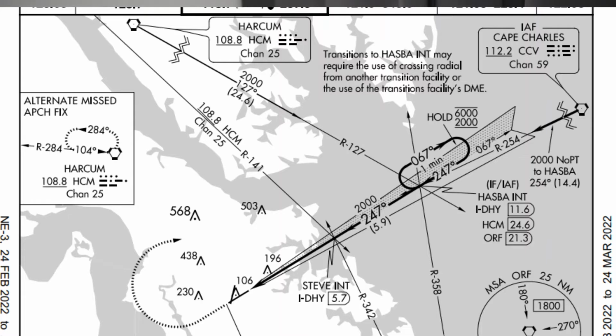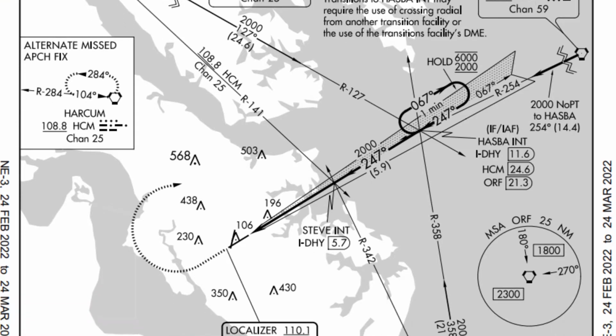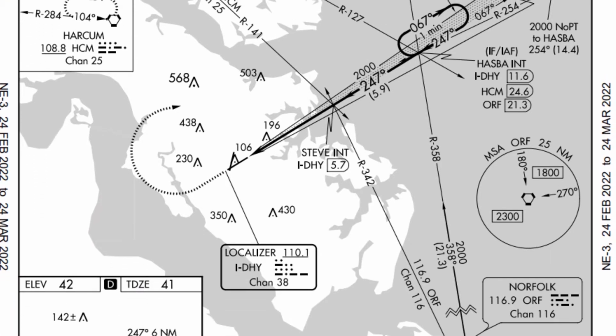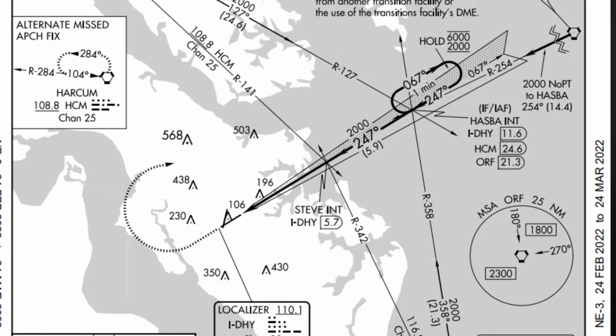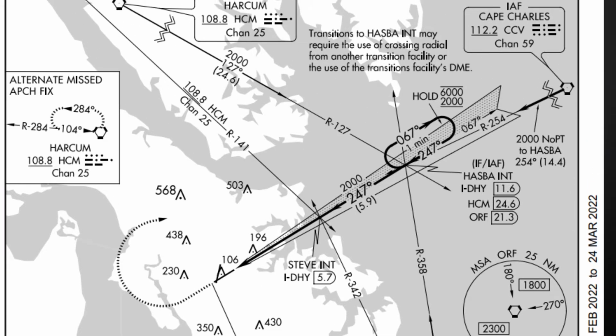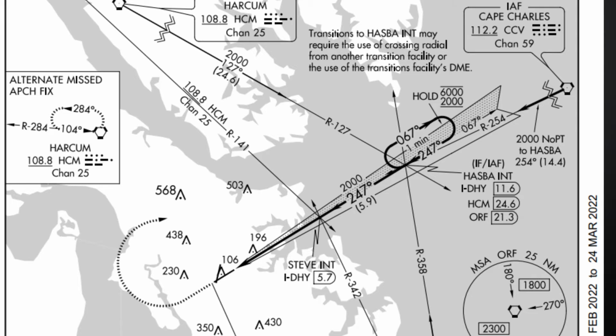This is going to show you your different feeder fixes. In this case, feeder fixes are Harcum, then down you have Norfolk as another feeder fix, and even Cape Charles could be a feeder fix, but it's also an initial approach fix, which is where you can start your approach. It has the frequencies for the different feeder fixes.